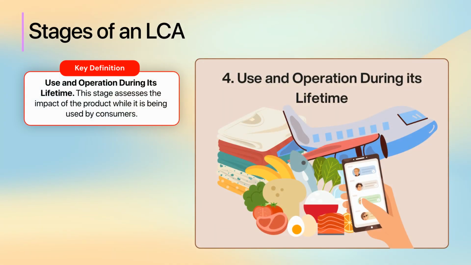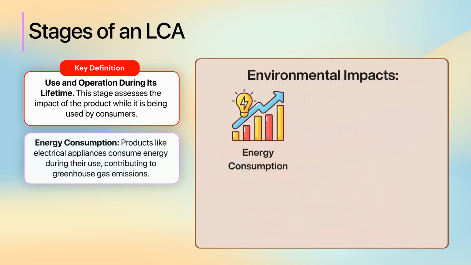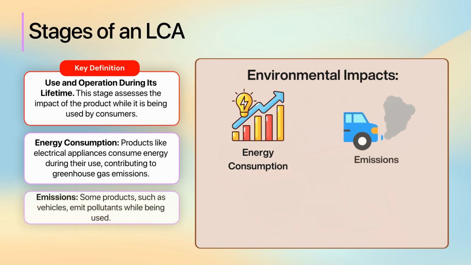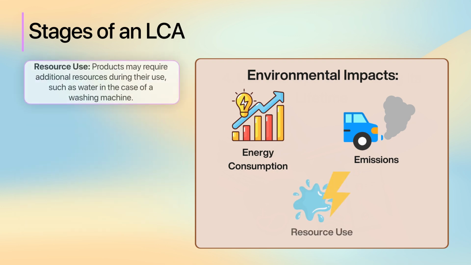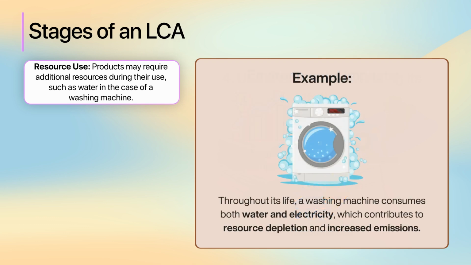Stage 4. Use and operation during its lifetime. This stage assesses the impact of the product while it is being used by consumers. The key impacts include energy consumption. Products like electrical appliances consume energy during their use, contributing to greenhouse gas emissions. Emissions. Some products, such as vehicles, emit pollutants while being used. Resource use. Products may require additional resources during their use, such as water in the case of a washing machine. Take the example of a washing machine. Throughout its life, it consumes both water and electricity, which contributes to resource depletion and increased emissions.